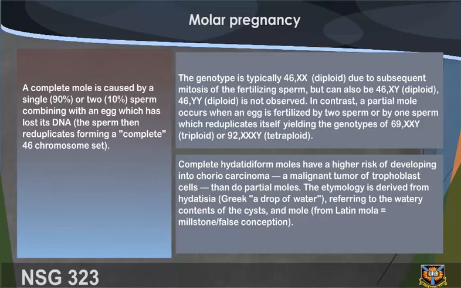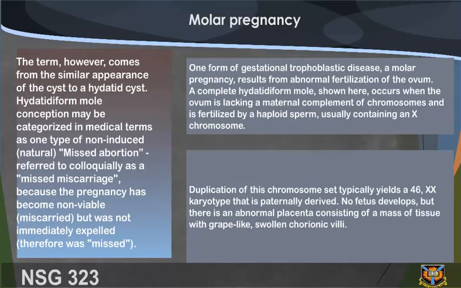The etymology is derived from hydatisia, Greek, a drop of water, referring to the watery content of the cyst, and mole, from Latin mola, millstone, false conception. The term, however, comes from the similar appearance of the cyst to a hydatid cyst.